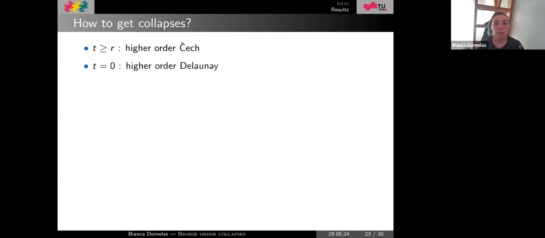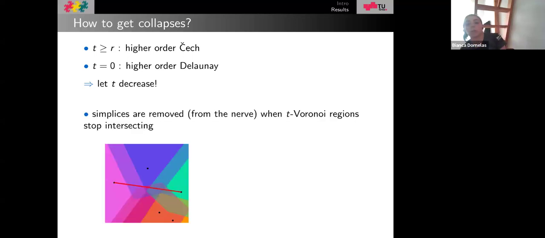And then, of course, when t equals 0 it is just the normal Voronoi regions, and then the nerve is the higher order Delaunay. So if we want to go from the Čech to the Delaunay, what we have to do is just let t decrease. That means, again, that we are going to go from t equal r to 0. And while t is decreasing, the Voronoi regions are going to shrink. And then some intersections are going to disappear, and that's going to correspond to the removal of a simplex.